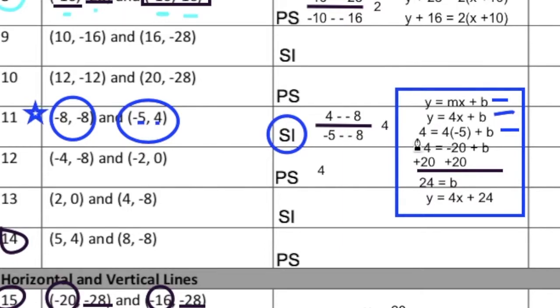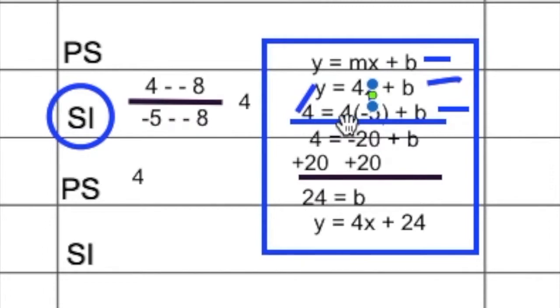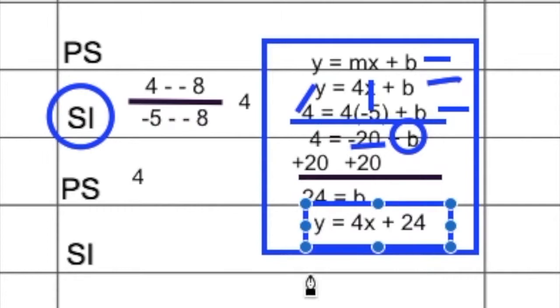So on this step right here, notice I put in -5 for x, and then I put 4 for y. Then I took 5 times -4, which is -20. And then to isolate the variable b, I added 20 to both sides. 4 plus 20 is 24, so 24 is b. And the final equation that I'm going to write in slope-intercept form is y equals 4x plus 24. That's where I substitute in the slope that I figured out and then what I solved for b.